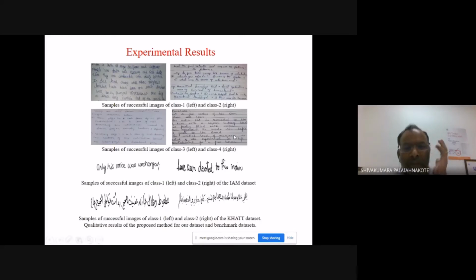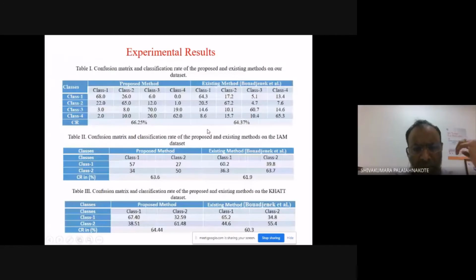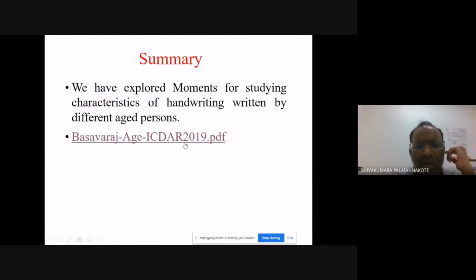Now this is just the experimental results. I think it's the same, no need to focus on this one. Just class 1, class 2, and this existing method. There are also many standard databases, the CART and IAM data sets. These are all standard data sets. If someone is working on handwriting, he knows.